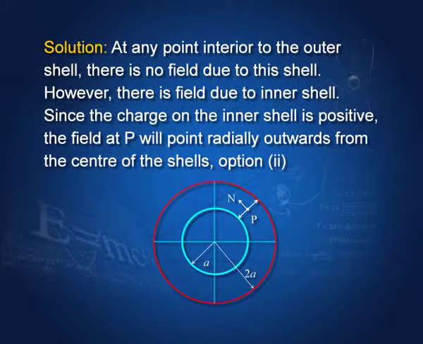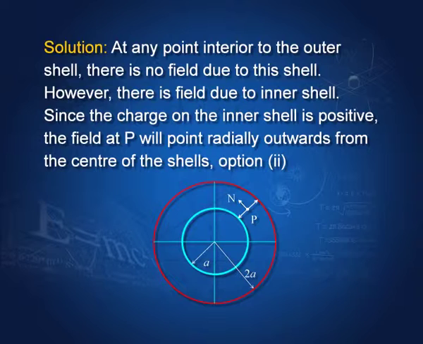We draw a Gaussian surface through P, and what happens? The outer shell is outside this surface, therefore, it does not contribute to the charge, only the inner one contributes the charge, and that charge is plus q, and if the sphere has radius r, then it will be 4 pi r squared times E equal to plus q by epsilon 0, because the outside charge does not matter, because it is not inside the Gaussian surface that we draw.